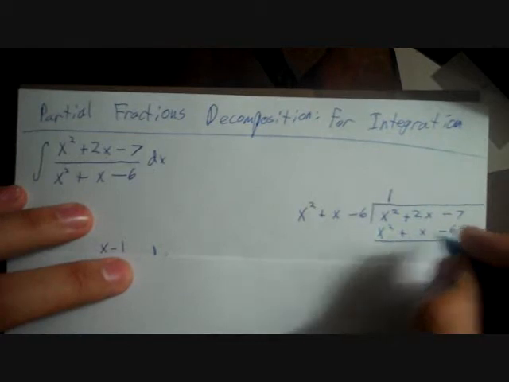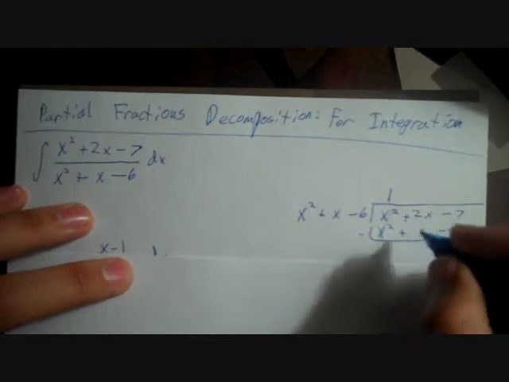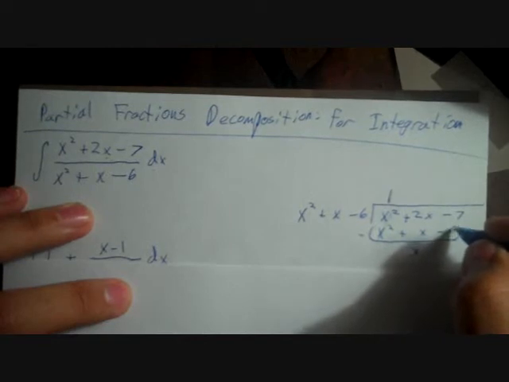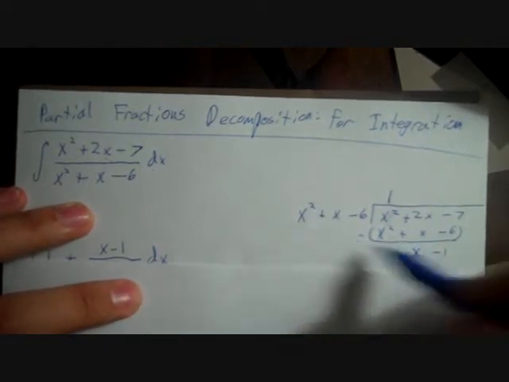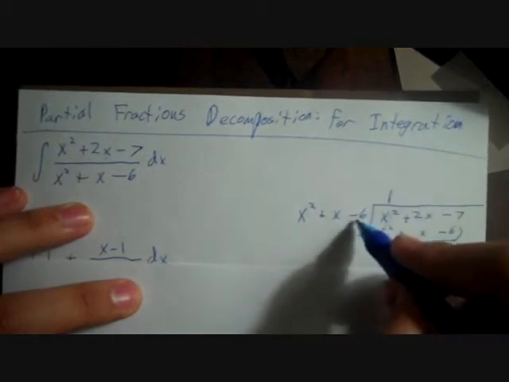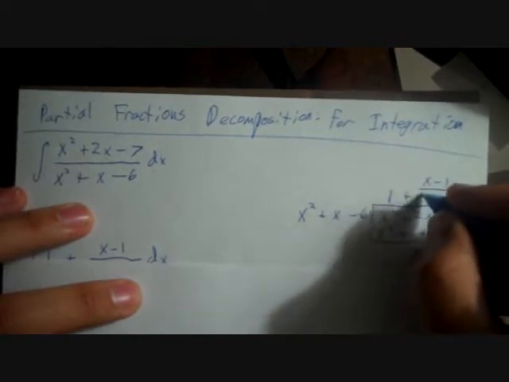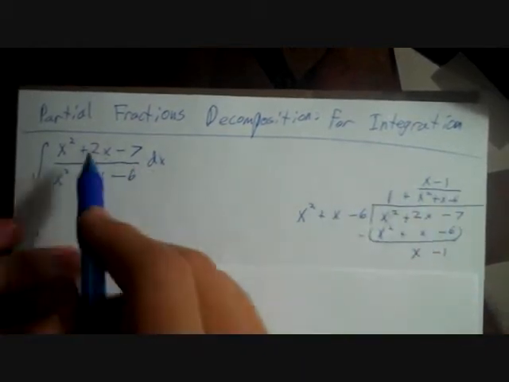And we're going to be subtracting these. So x squared minus x squared is 0, so they cancel. 2x minus x is x. And negative 7 minus negative 6 is negative 7 plus 6, which is negative 1. Because the degree of this is less than the degree of the denominator, we can make this our remainder and put it over our denominator. So it'll be 1 plus x minus 1 over x squared plus x minus 6. These two expressions are equivalent.